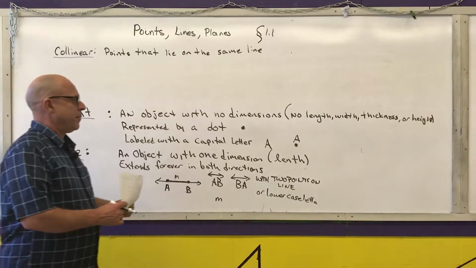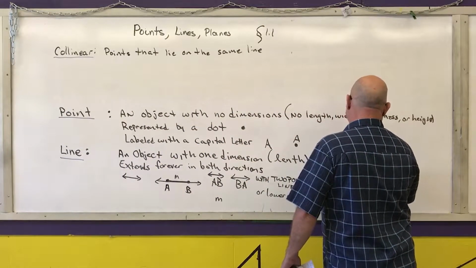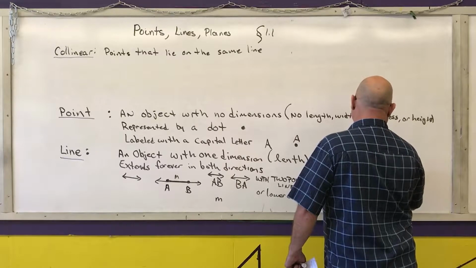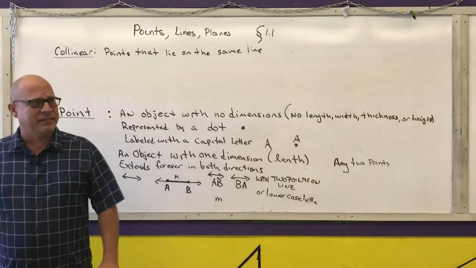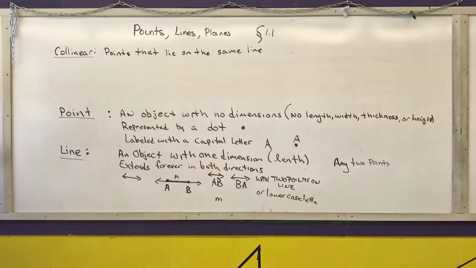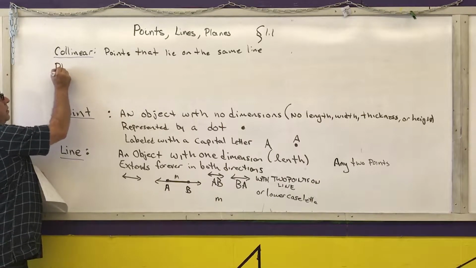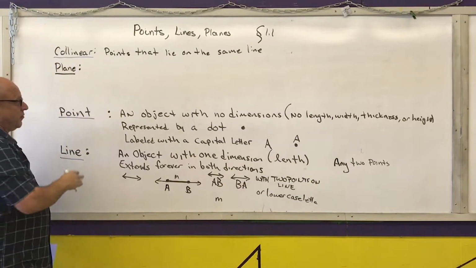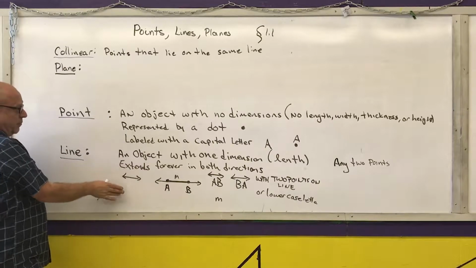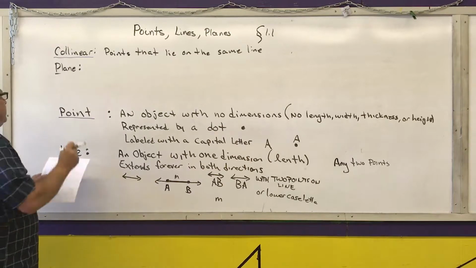And let's go back to line really quick. I can define a line with any 2 points. As long as the 2 points are not the same, any 2 points that exist, I can define a line between those 2 points, or that go through those 2 points. Our next one is a plane. A plane, so if I started out with 0 dimensions and I went to 1 dimension, a plane is an object with 2 dimensions.